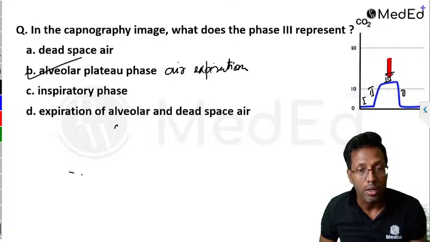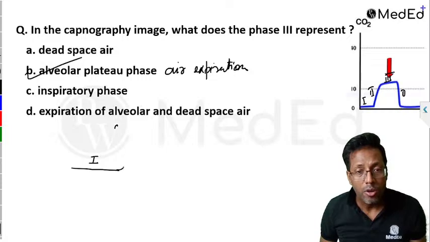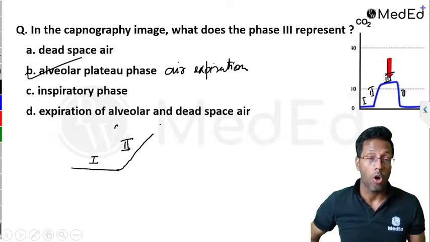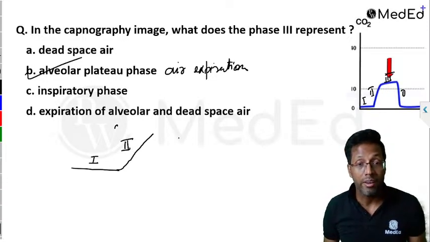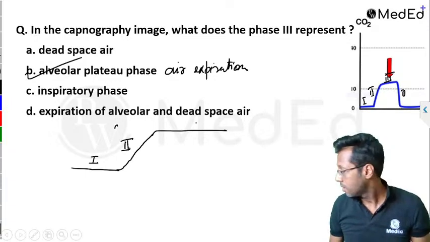This is your phase 1. It's just started, so carbon dioxide coming has just started. That's phase 1. And then slowly, carbon dioxide and oxygen combine and they come. So this becomes your phase 2, which is a combination. Then suddenly, when all the carbon dioxide of the alveoli gets released, it goes up and then it becomes straight, something like this.